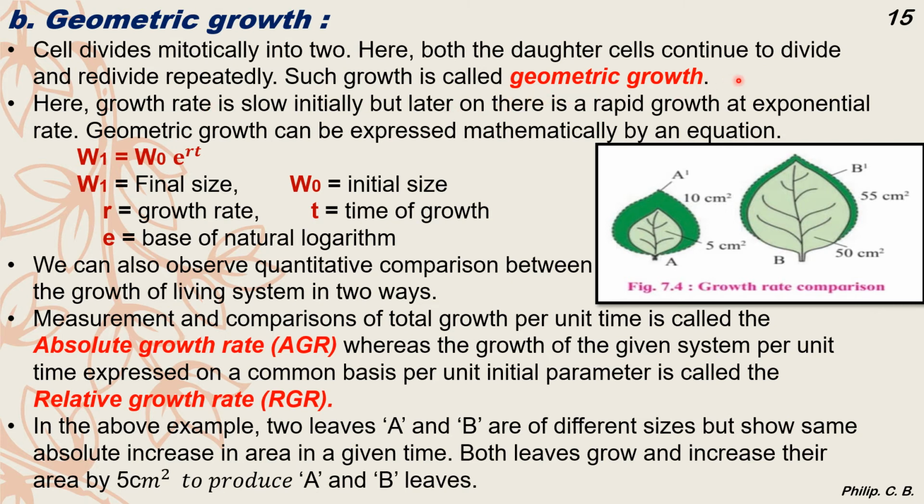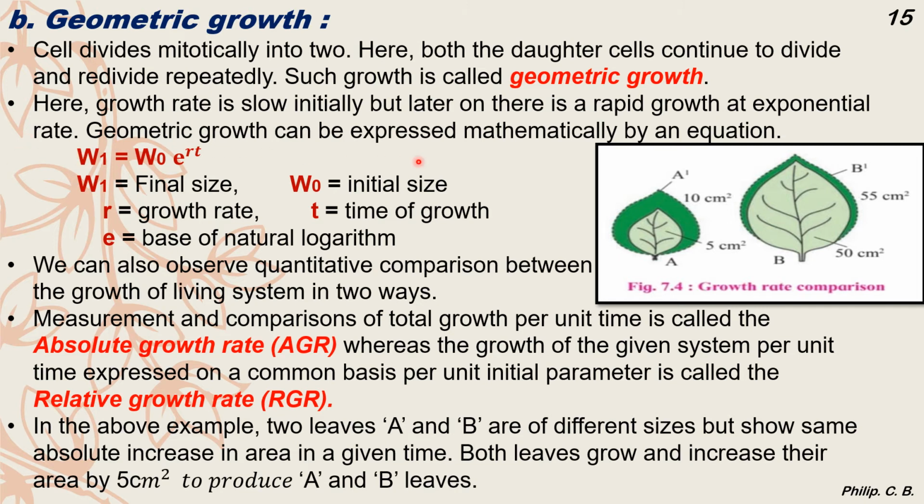Now unlike arithmetic, as I told, a simple sequential method 2, 4, 6, 8, here the cell divides mitotically and the daughters continue to divide and redivide. Here the growth rate is slow initially, but later on there is rapid growth at an exponential rate. So the initial growth of geometric is slightly slow, but once it starts, the growth is very rapid at an exponential rate, meaning the growth is very fast.